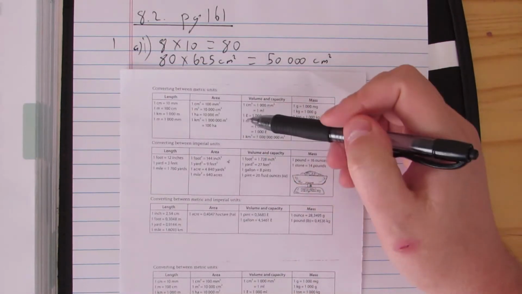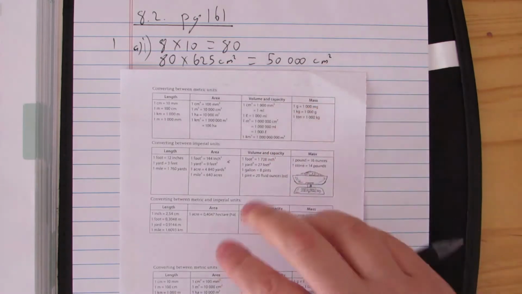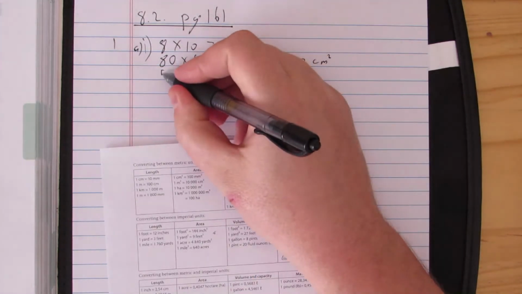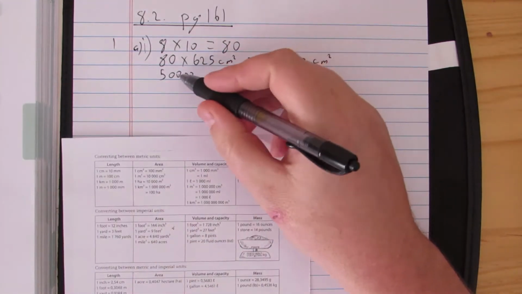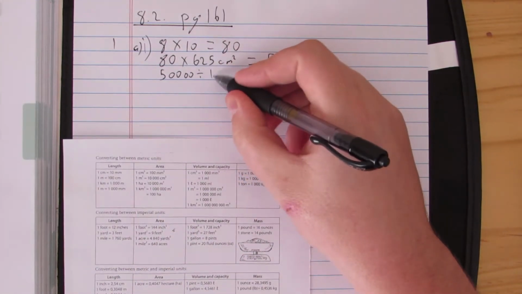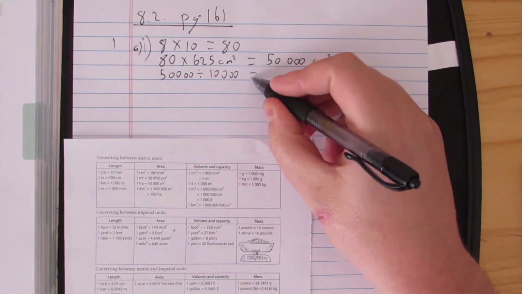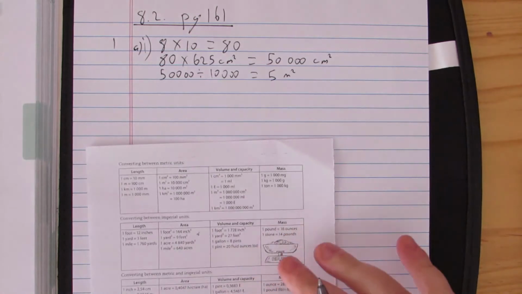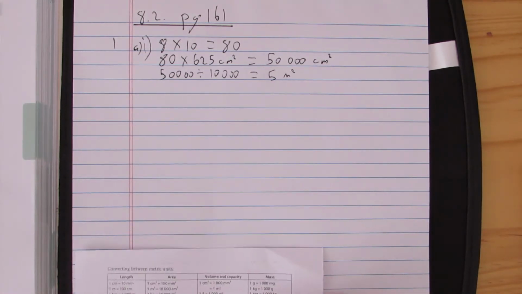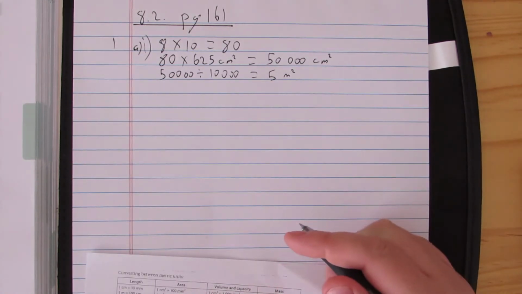Going from left to right, you would be multiplying, but going from right to left, you'll be dividing. So I take my 50,000 and I divide it by 10,000 to give me 5 square meters in total for that flooring. Okay, so this is going to be kind of useful for us.